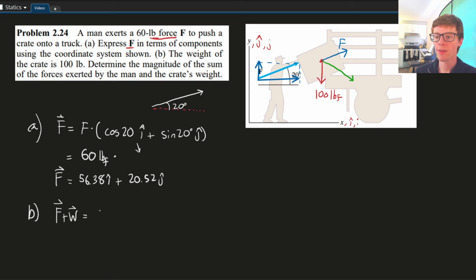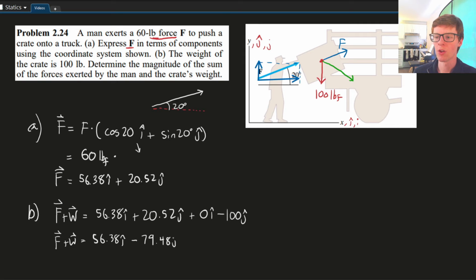So we know F is going to be 56.38 i hat plus 20.52 j hat. Now if we look at W, W goes straight down, and it's 100 magnitude. That's going to be plus 0 i hat, because there's no x component, minus 100 j hat, because it's negative. So F plus W is going to be equal to 56.38 i hat minus 79.48 j hat.